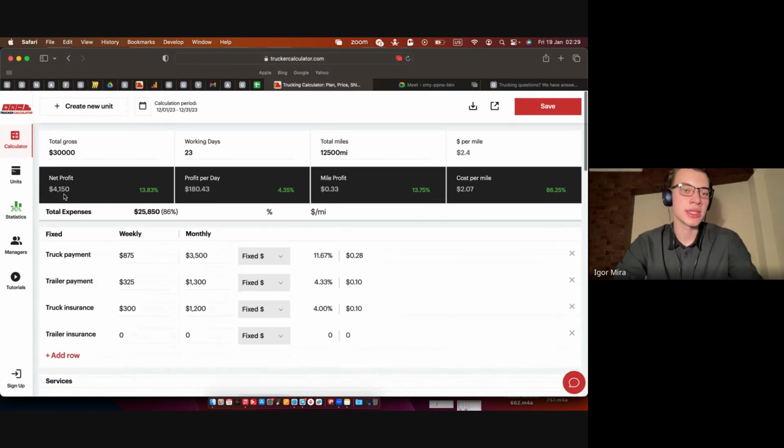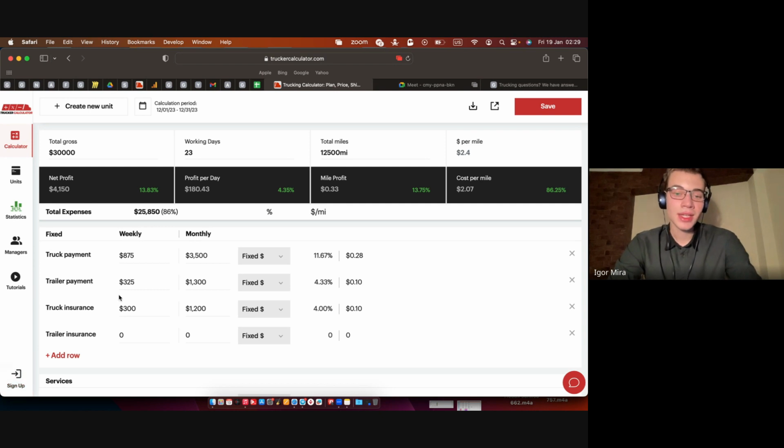Also, what you can notice here is that the calculator tells you your net profit in this case, your profit per day, and the mile profit. Mile profit is, you probably get it, basically the rate per mile minus the cost per mile, right? So you also get the number of how much you actually gain net per mile, for each mile your truck hauls.